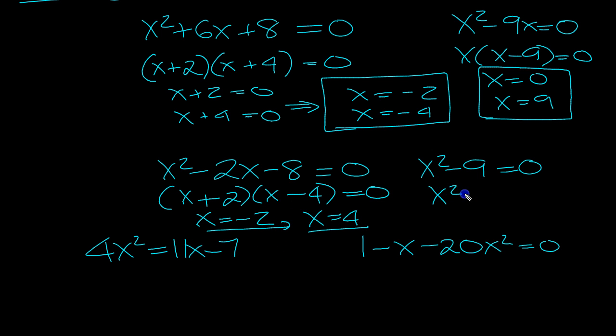This one, x squared equals, move the 9 over. Square root both sides, plus or minus 3. Square root 9 is 3. So there's two solutions there.